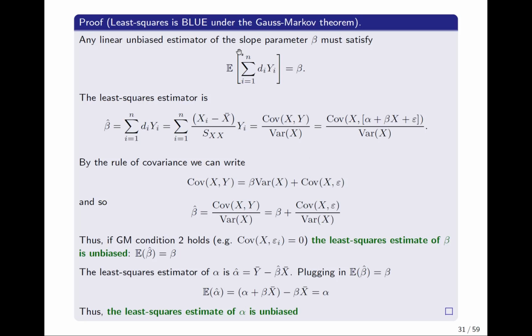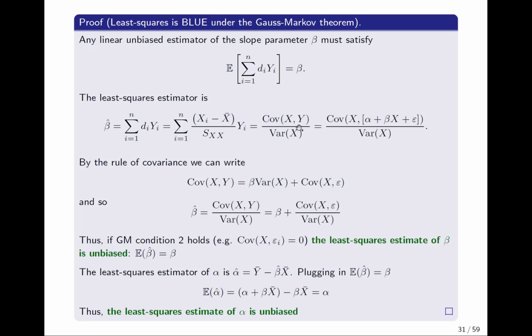Okay, so what we're going to prove is that least squares is BLUE, the best linear unbiased estimator, under the Gauss-Markov theorem. Now, any linear unbiased estimator of the slope parameter beta has to satisfy this expression here. So it's a linear estimator, a linear function of the y, where these are fixed constants, and the expectation of this quantity has to equal the true parameter value. Now we know that we can write the least squares estimator in linear form, where the unknown fixed constants are given by this expression here, x_i minus x bar over the sum of squares, times y_i.